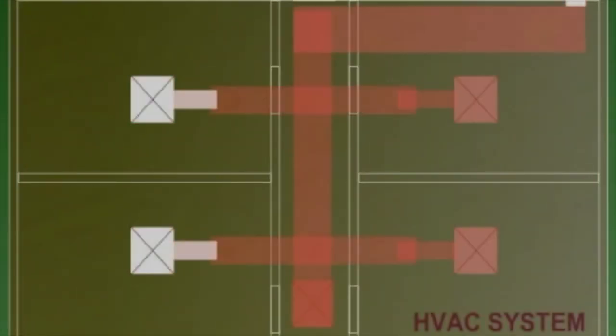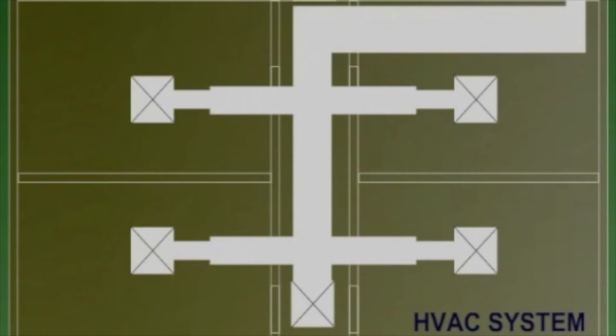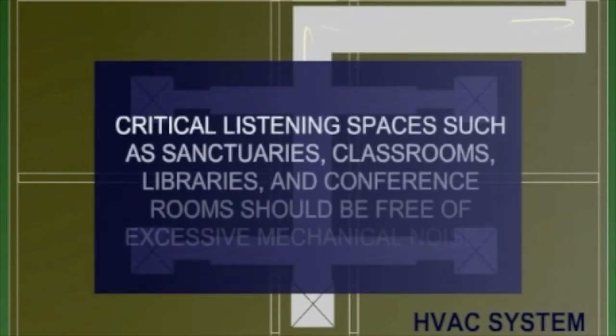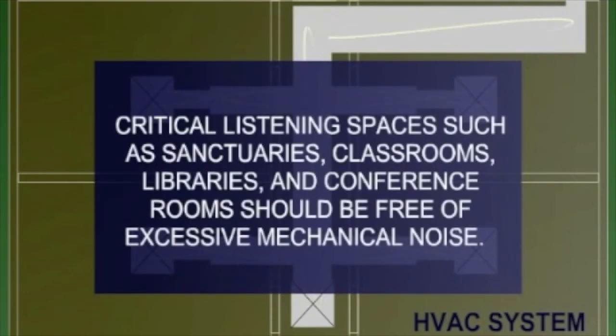Engineered acoustics is primarily concerned with achieving low noise output levels from the heating, ventilation, and air conditioning systems. There are many sources of noise within the HVAC systems, ranging from fans and motors to air turbulence and air diffuser noise. Critical listening spaces such as sanctuaries, classrooms, libraries, and conference rooms should be free of excessive mechanical noise.